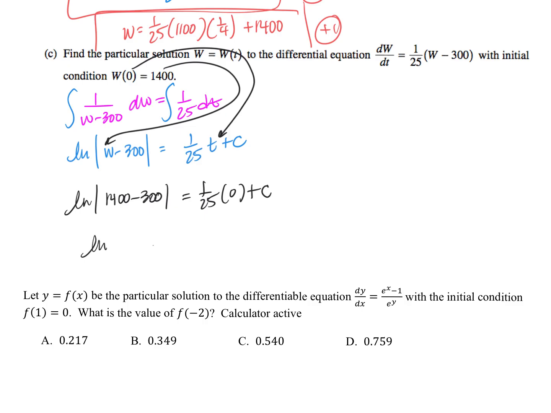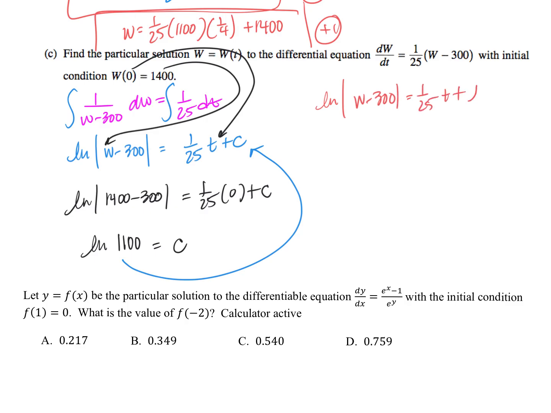So what would you say my ln is? ln of? Could I just say 1100 and take the bars off because the absolute value of 1100 is 1100? At this point, we just go plug that in for our constant. We're going to say ln |w minus 300| is 1/25th t plus ln of 1100.